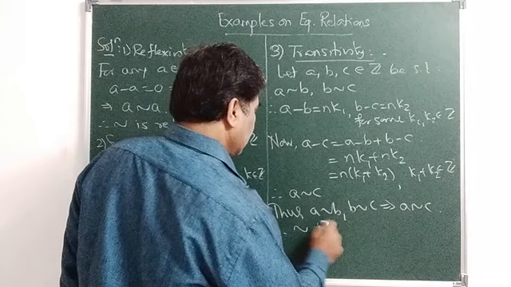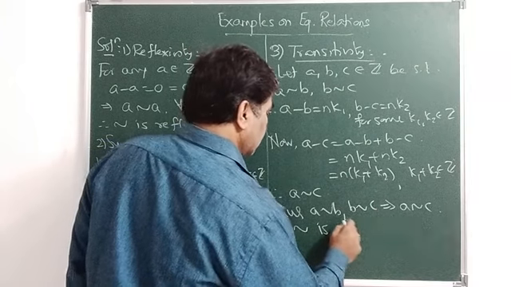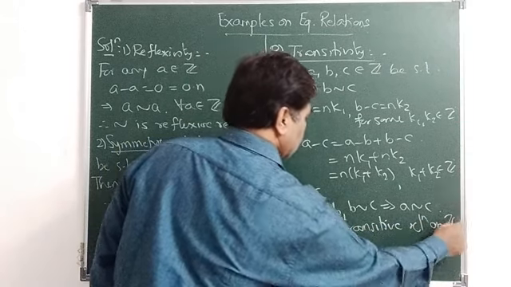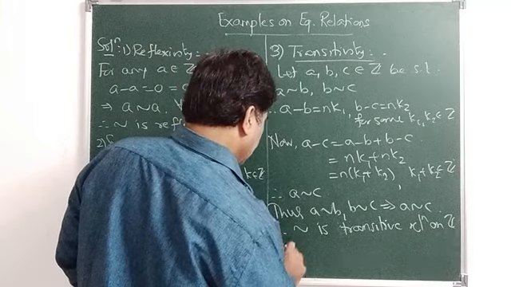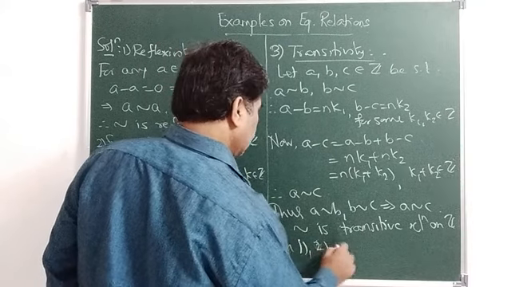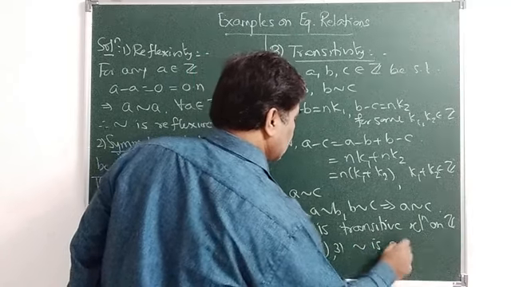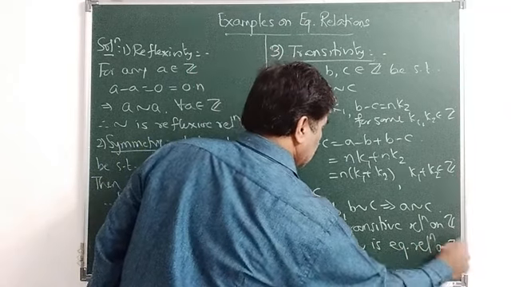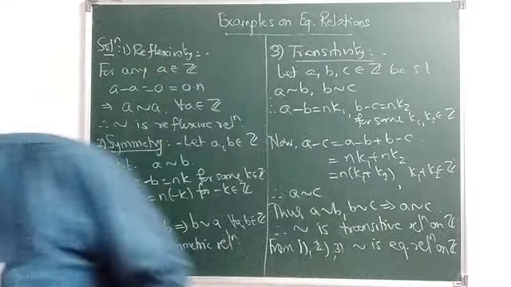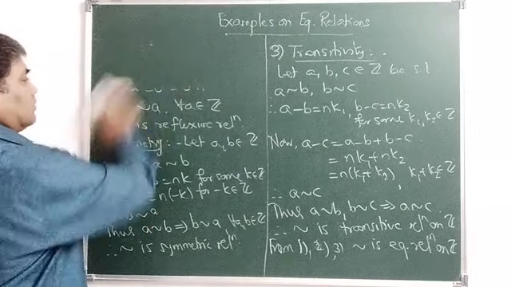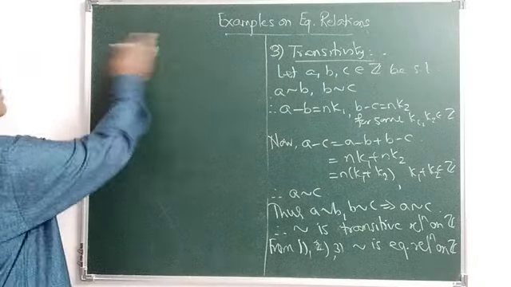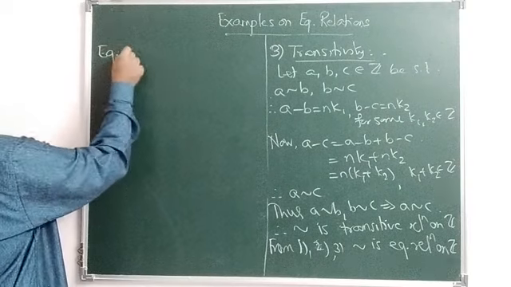And therefore this relation is a transitive relation on Z. From 1 to 3, it is reflexive, symmetric, and transitive; I have given this numbering 1, 2 and 3. So tilde is an equivalence relation on Z. Once it is an equivalence relation, we will find its equivalence classes. We have to describe the equivalence classes.